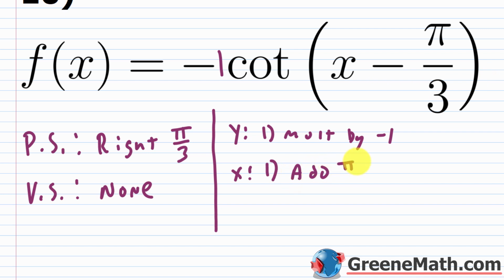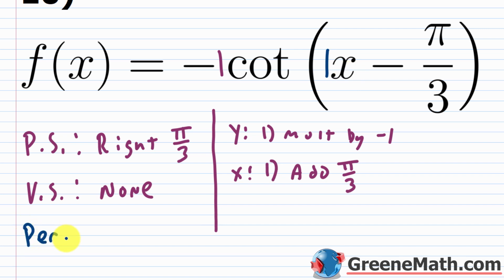Add pi over 3. Now, because we're not using that other method, we really don't need the period here, but we did ask for it on the practice test. So remember that the standard period for cotangent is going to be pi. And so because the coefficient here on x is 1, you just keep that standard period.